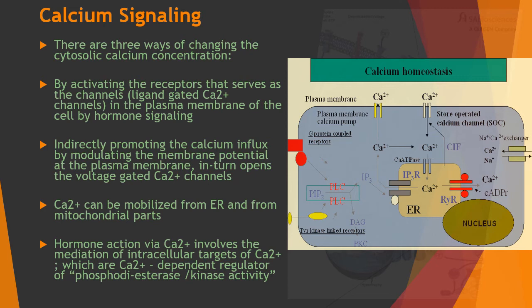And hence when calcium is spiked and its concentration is increased, it in turn will activate a specific kind of kinases called CaM kinases, calmodulin kinases or calcium calmodulin kinases, which in turn will phosphorylate downstream proteins.